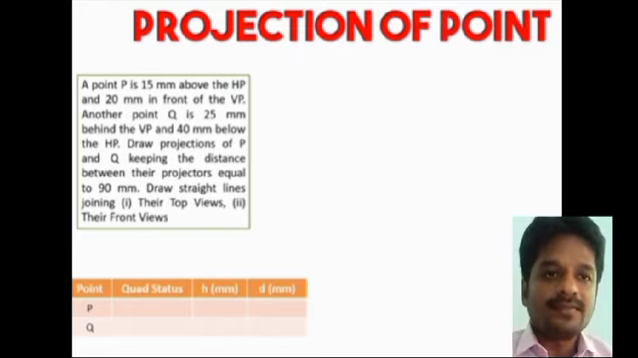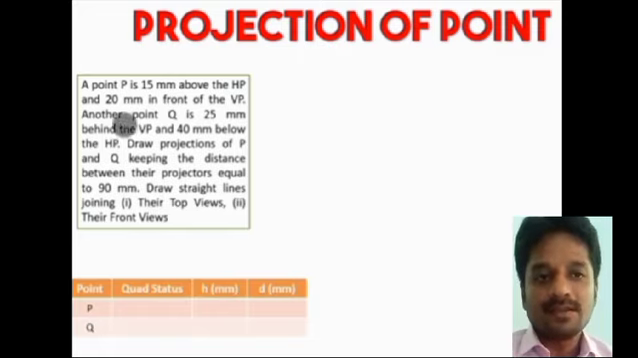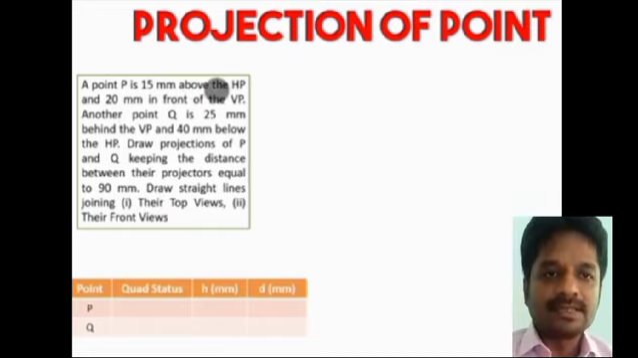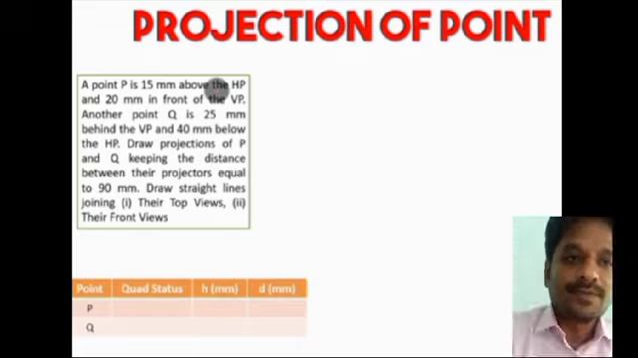A point P is 15 mm above the HP and 20 mm in front of the VP. Another point Q is 25 mm behind the VP and 40 mm below the HP. Draw the projections of points P and Q, keeping the distance between the projectors equal to 90 mm. Draw a straight line joining the two top views and the front views. We will look into the points.